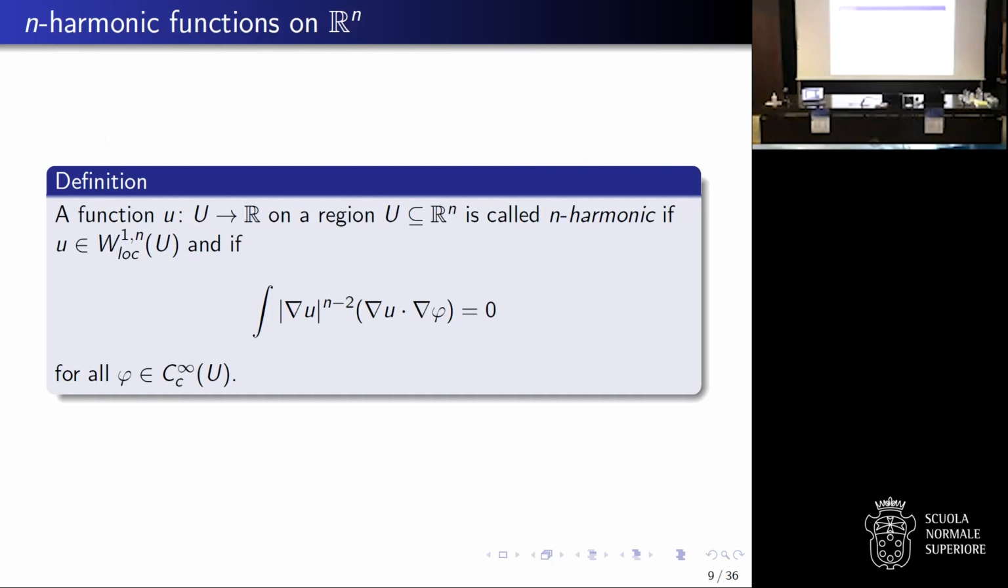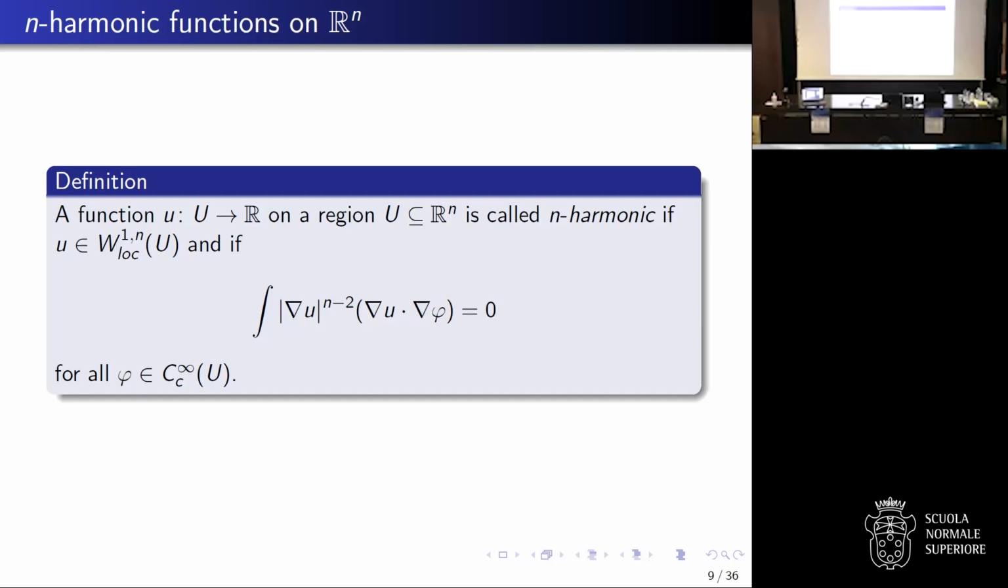So if I have a function on some region in R^n, then I call it n-harmonic if this kind of equation here holds for all test functions, and I have to make some suitable regularity assumption on my function. So some local Sobolev regularity with the right exponent here is the appropriate thing. So W^{1,n} just means I have distributional partial derivatives of first order, and they are locally in L^n. If you think about this for a second, then you see that this makes sense.